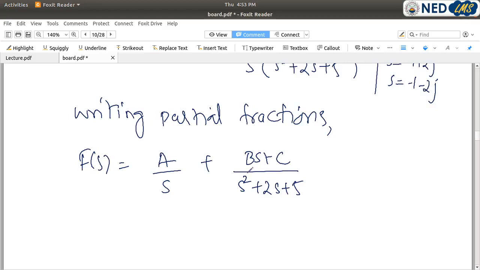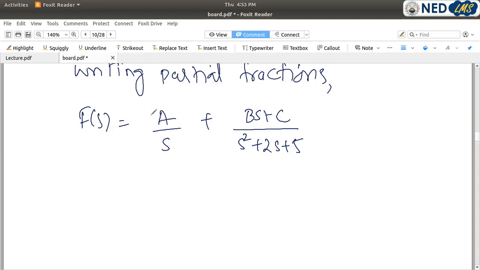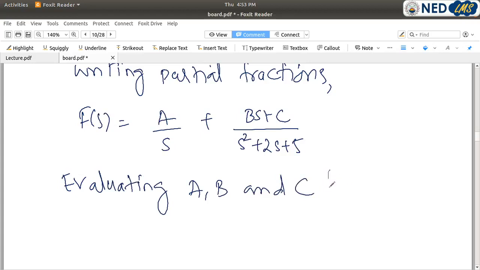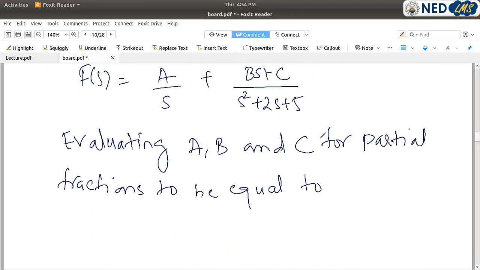So now evaluating these constants a, b, and c. So writing a statement evaluating constants a, b, and c for these partial fractions to be equal to this function f of s.